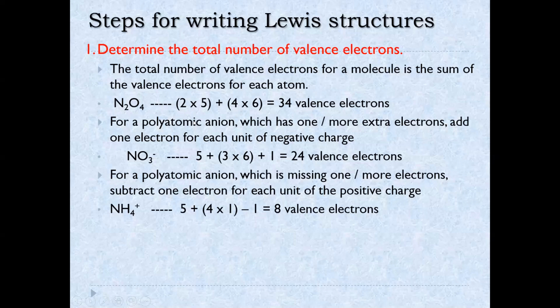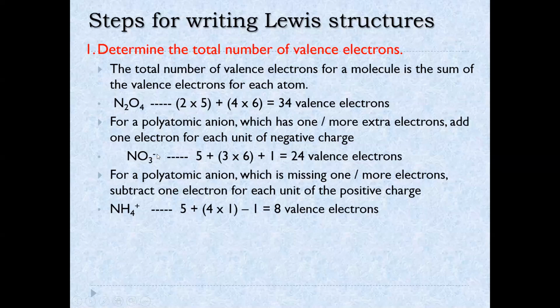Let's look at the anion, NO3 minus. Nitrogen is in group 5, 1 atom of nitrogen, so 5 valence electrons. Oxygen is in group 6, 3 atoms of oxygen, so that would be 3 times 6, 18.